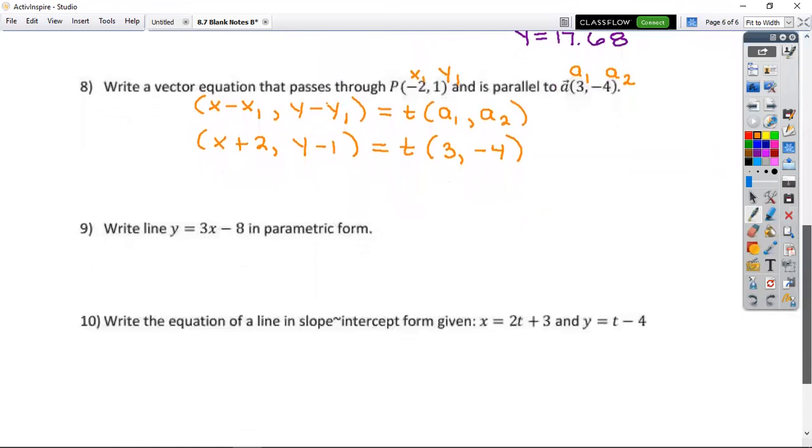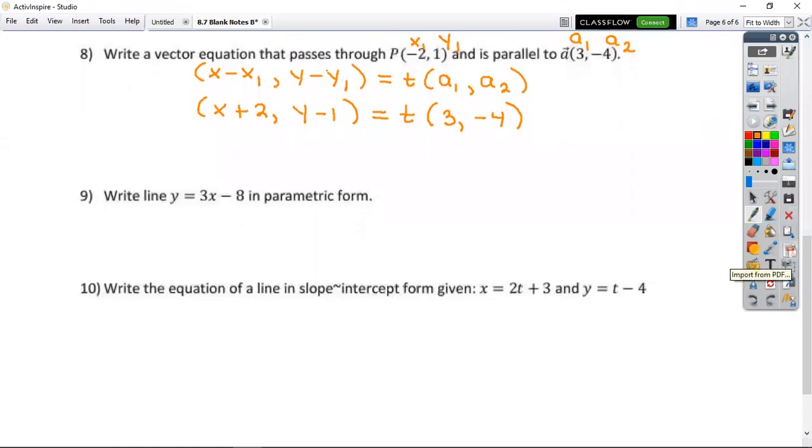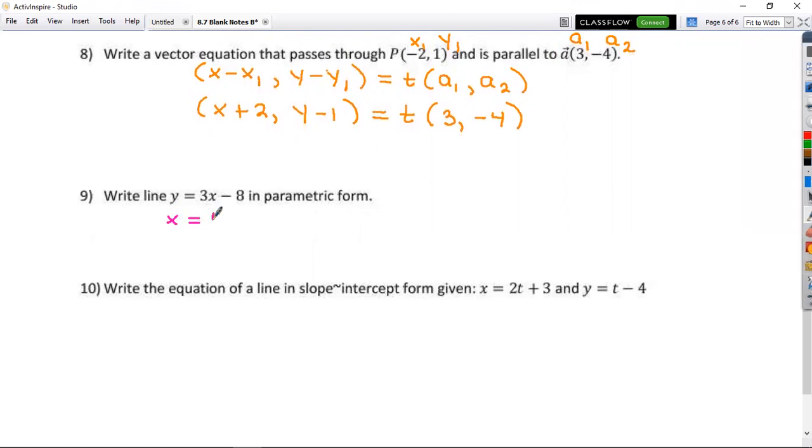Number 9, same thing. I wanted to point this out because I saw this on some textbook homework. You want to make sure that these are in a certain order, because I fear that your answers are going to get marked wrong if they're not. So to write this in parametric form, you're going to start and state that x equals t. Please do that first, and in that order. Don't do t equals x. I don't think it can handle that. And then your second equation is going to be y equals 3t minus 8.